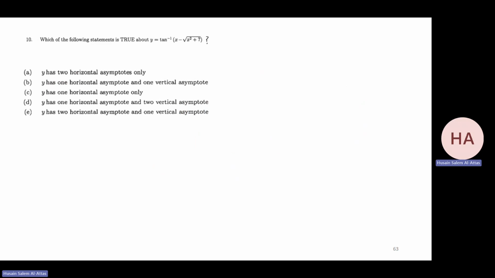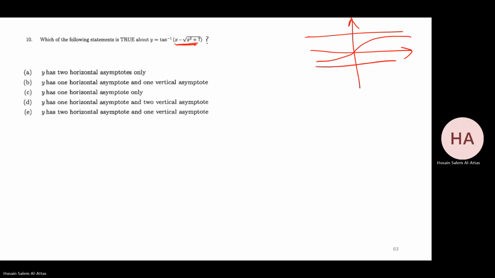What will accept is true about this function. Vertical asymptote, no, everything is defined. We know that tan inverse is defined everywhere. For any value of x, the function is defined. So we have no problem with x. The problem is only with the horizontal asymptote. So you want to check the limit as x goes to infinity of tan inverse of x minus square root of x squared plus 7.